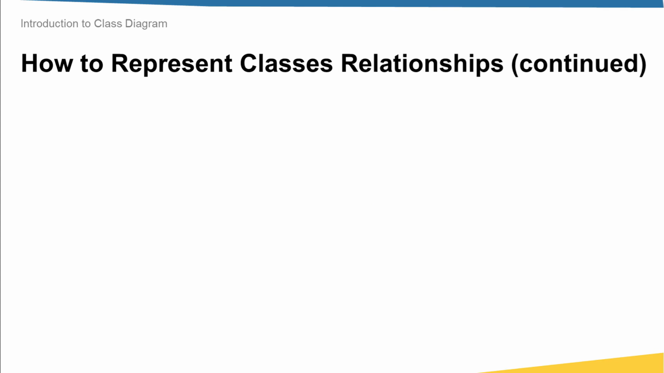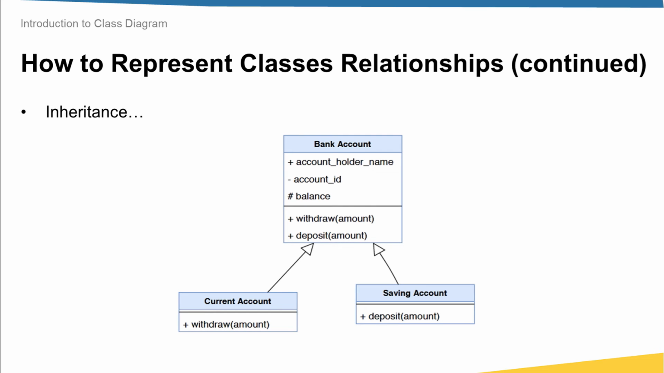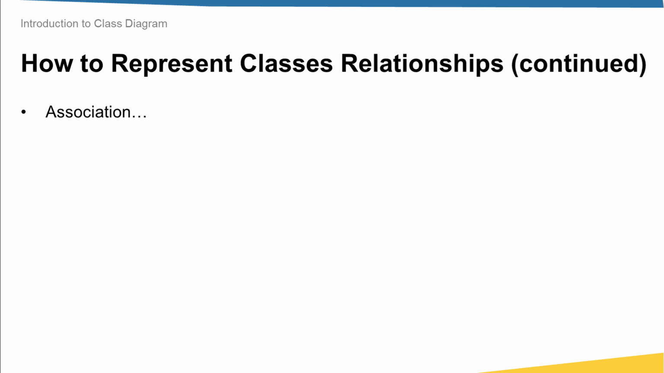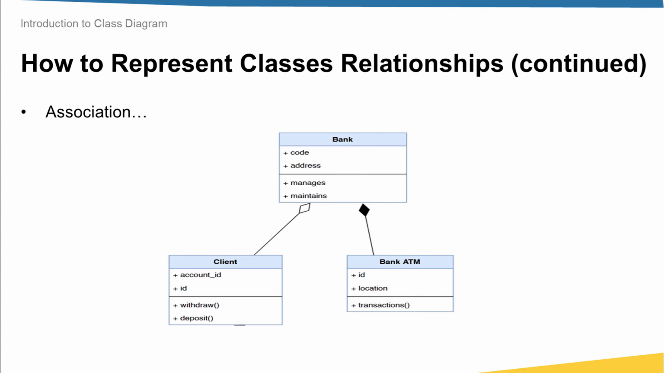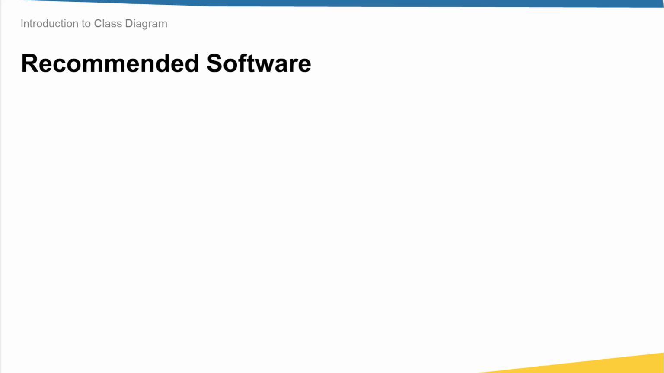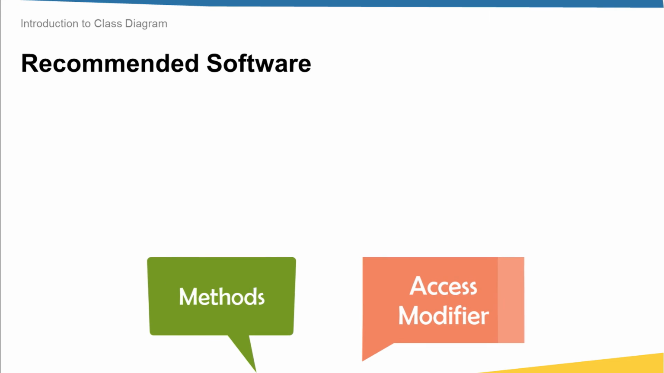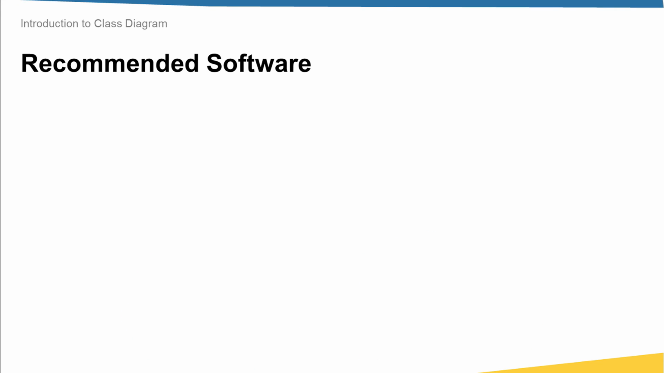Now let's see a real example of these relationships. For example, in the context of inheritance, let's say you have a bank account class, and there are two classes that inherit this class, which are current account and saving account. Another example about association: let's say we have a bank, and there is a composition relationship with the bank ATM and an aggregation relationship with the class client. Now I can say that I have mentioned all the details that you should know about a class diagram. So we know how we can represent a class, attributes, methods, and the access modifiers. Also, we saw how to represent the relationships.